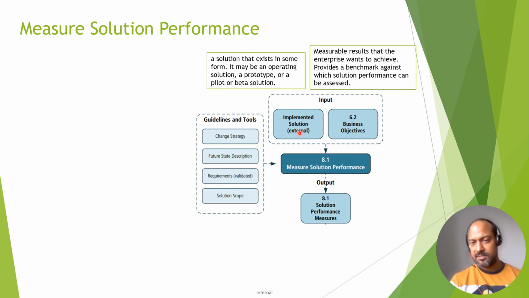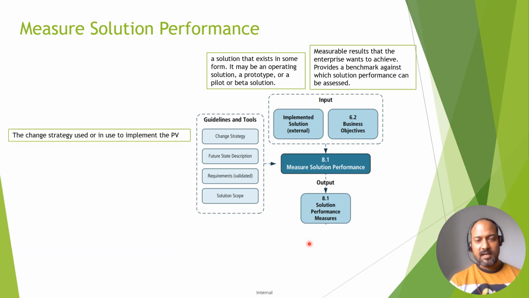The second is implemented solution. As we said, the solution must be in operational phase in some mode, whether it's fully or partially. And then only you will perform this activity on it, and then you will be able to identify the performance measures. Apart from this, other guidelines and tools that also act as an input is change strategy. Change strategy is used to implement the potential value. So the current change strategy that you are working with is used to implement the potential value that we consider here.